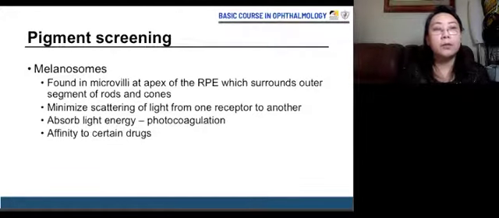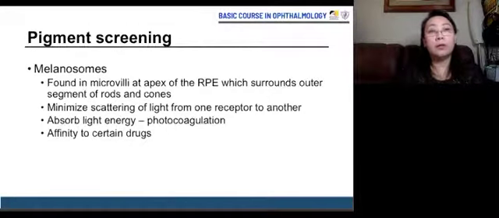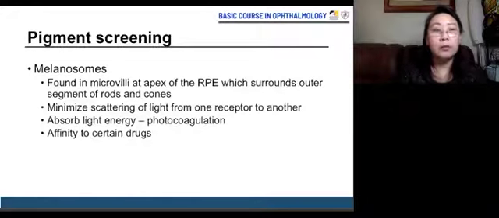The RPE also has a pigment screening function through its melanosomes. These are found in the microvilli at the apex of the RPE, which surrounds the outer segments of the rods and cones. They minimize scattering of light from one receptor to another, absorb light energy like in photocoagulation, and also have some affinity to certain drugs.